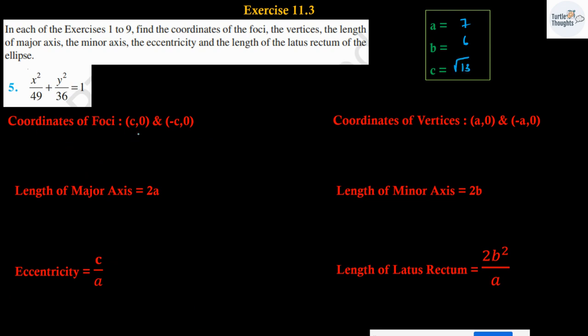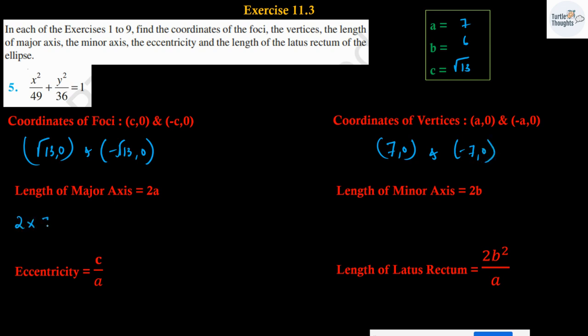Coordinate of the focus is given by C, 0 and minus C, 0. It is root 13, 0 and minus root 13, 0. Coordinate of the vertices is a, 0 and minus a, 0: 7, 0 and minus 7, 0. Length of the major axis is 2a. 2 multiplied by 7, it is going to be 14 units. Length of minor axis is 2 into b. 2 into 6, it is going to be 12 units.